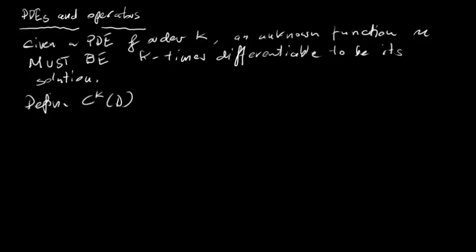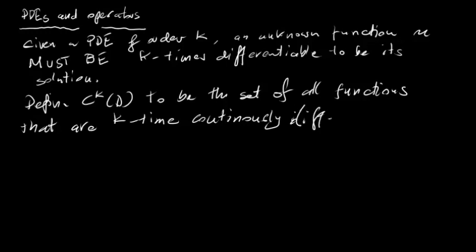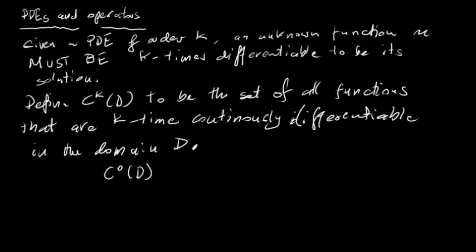So define C^k of D to be the set of all functions that are k times continuously differentiable in the domain D. In particular, C^0 of D is then all the continuous functions.